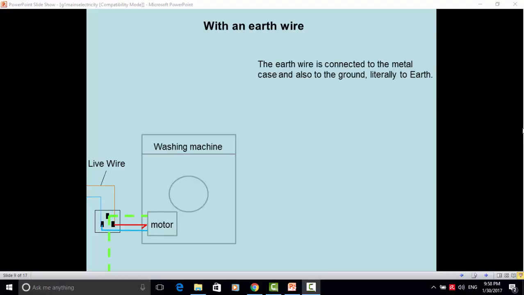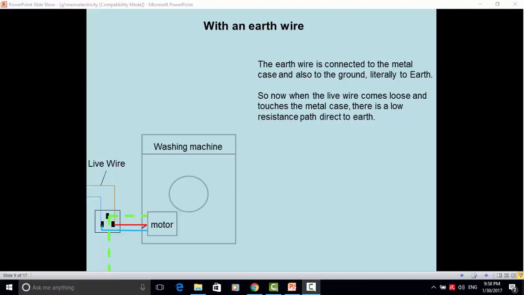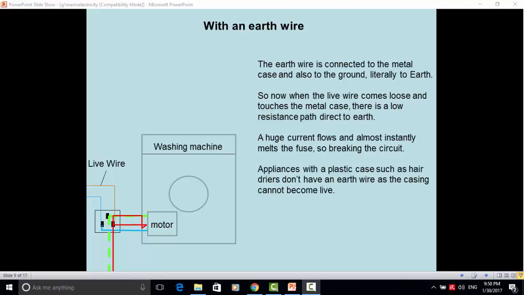With an earth wire fitted, you'll see the earth wire is connected to the metal casing of the washing machine and is also connected to earth. So now, when the live wire comes loose and touches the case, there's a low resistance path direct to earth. A huge current flows and almost instantly melts the fuse, so breaking the circuit. So the current can now flow up the metal casing, along the earth wire, down to earth. Appliances with a plastic case, such as a hairdryer, don't have an earth wire, as the casing cannot become live.